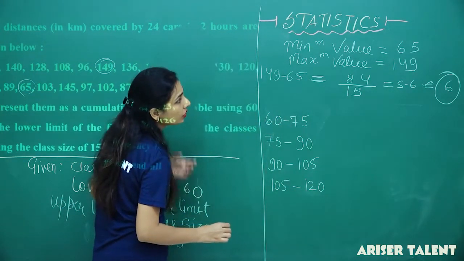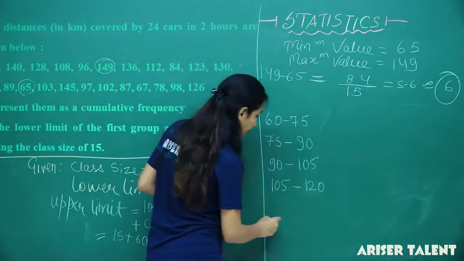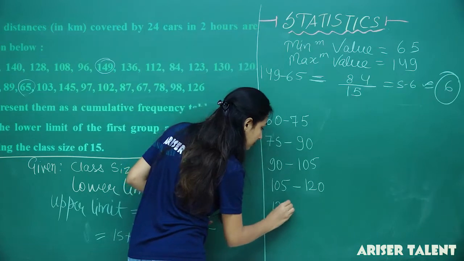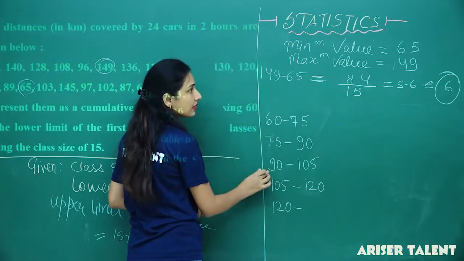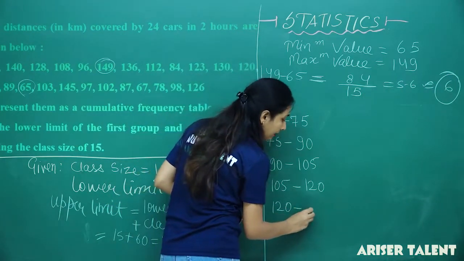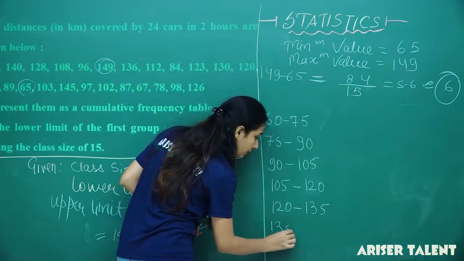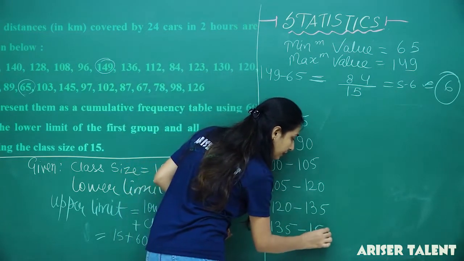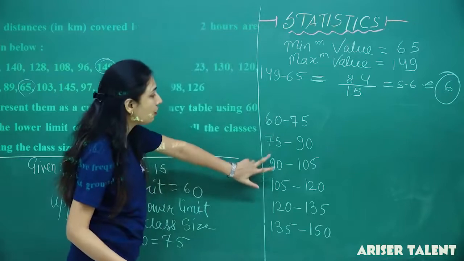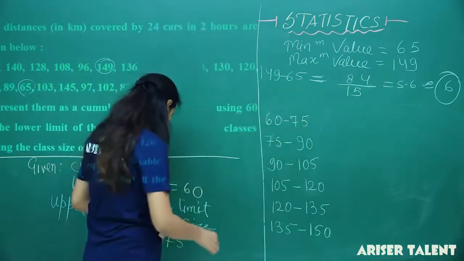Till when do we have to go? With the maximum value of 149. So then 120, because we are having 6 classes here. So 120 to 135, then 135 to 150. Okay, so 1, 2, 3, 4, 5, 6. Six classes have been done. We've sorted that.